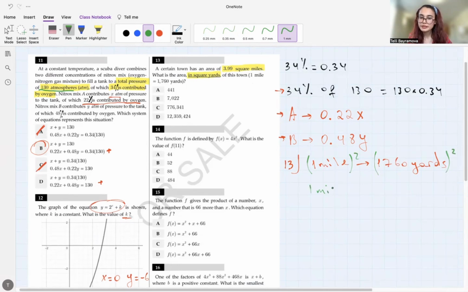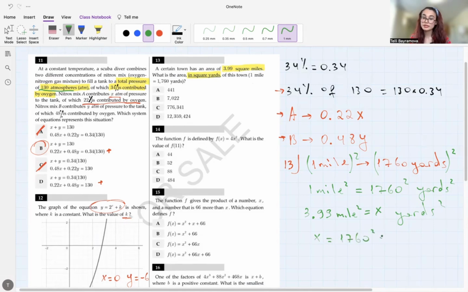So 1 mile squared equals 1,760 yards squared. So 1 square mile is actually this one. What about 3.99? It is x square yards. Then find x. X will be 1,760 squared times 3.99. Let's write 1,760 squared multiplied by 3.99. It's going to be 1,235,942. So the answer is D.